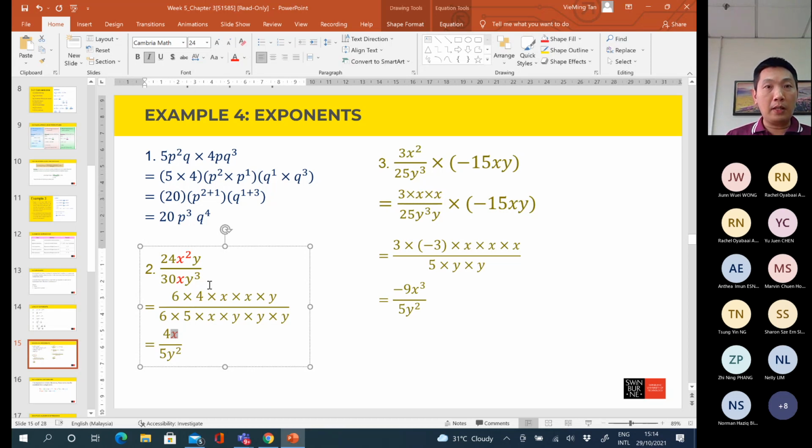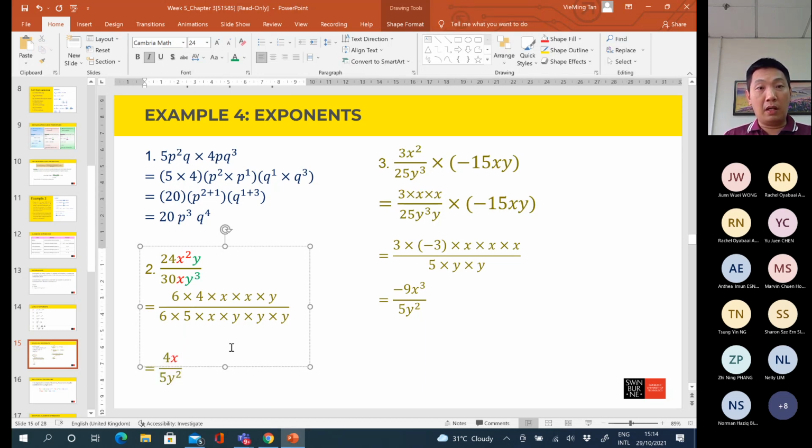Then for y, the numerator is y power 1. The denominator is y power 3. So the answer is y power 1 minus 3, which is power negative 2. Y power negative 2. But usually we don't leave the power number in negative number. If you cannot see the picture, you can do it in this way first. You can write down.